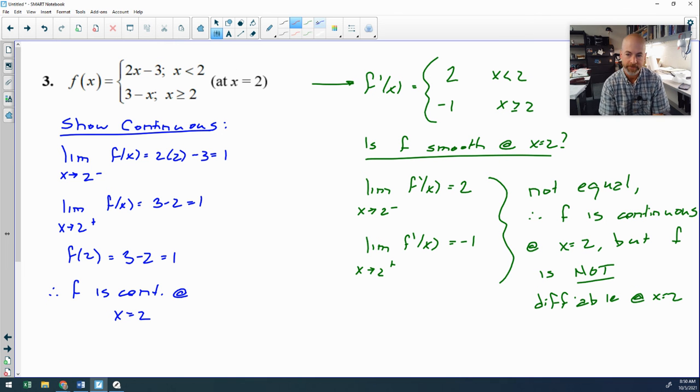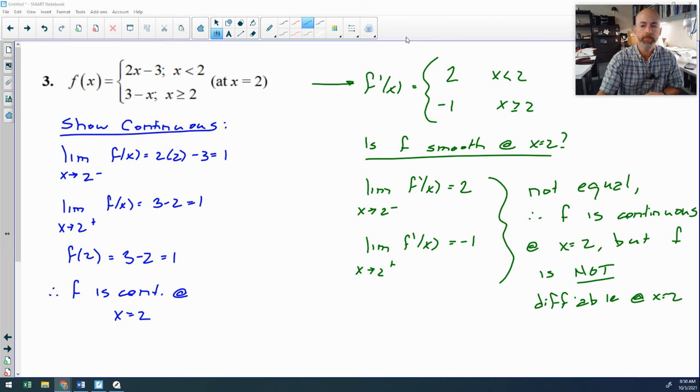And if you looked at it graphically, you could actually do this one kind of quickly in your head because this top piece is a line with a slope of 2. So we're coming in at 2 with a steep slope of 2. And then at 3, we very abruptly change to a slope of negative 1. And we will have a corner, if you want to think of it graphically. But on paper, if you are proving continuity and differentiability, you do want to go through the limit explanation.